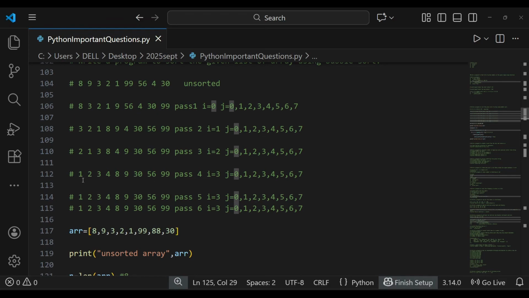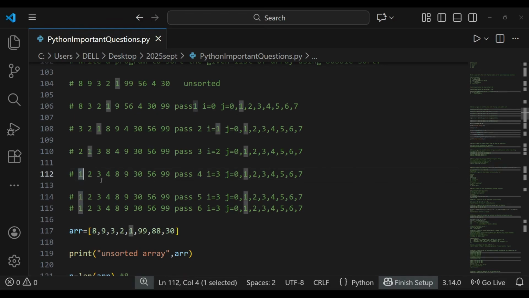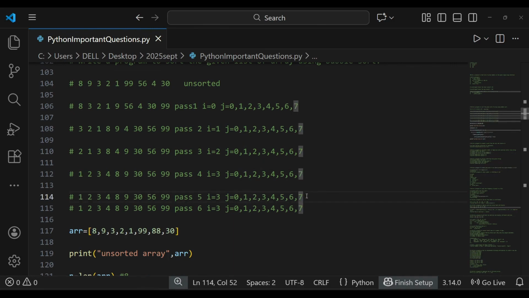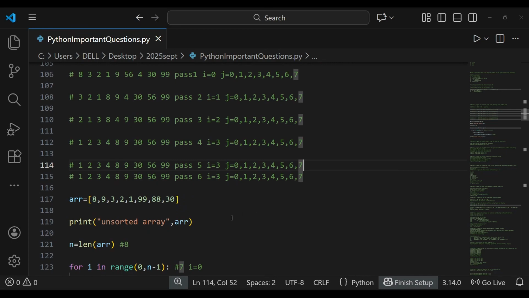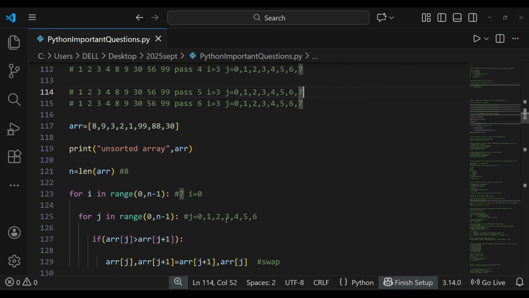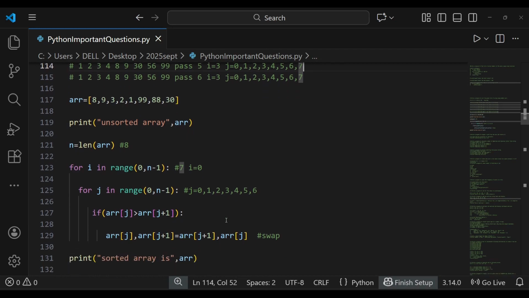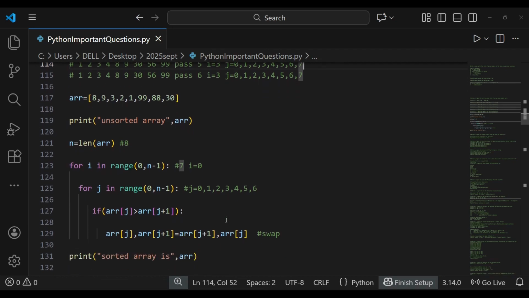Even though the list is sorted here, it still has to sort two more times. That is the drawback of bubble sort, and that's the reason we are not using it. There are other sorting techniques like merge sort, quick sort, heap sort, selection sort. They are good sorting techniques, but for beginners, bubble sort is very easy to understand how sorting algorithms work, right? Hope you understand the concept.